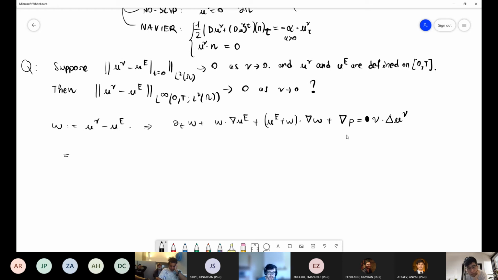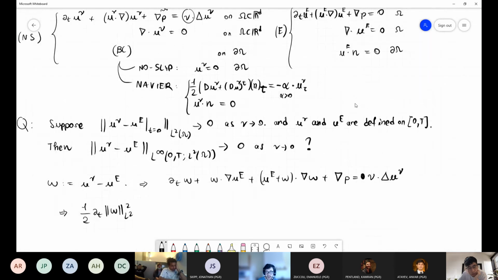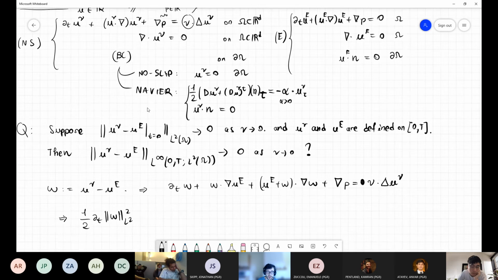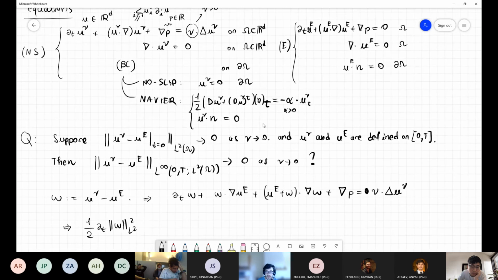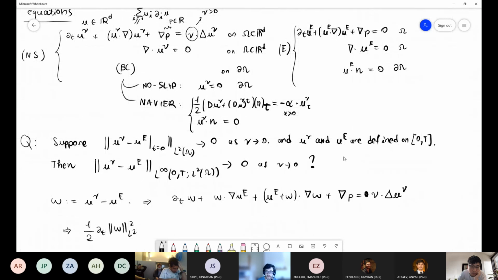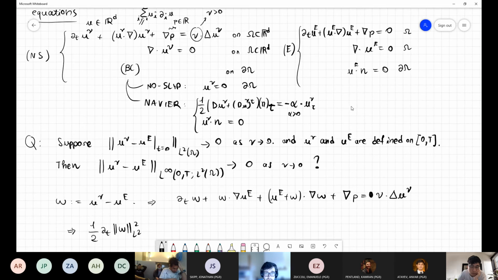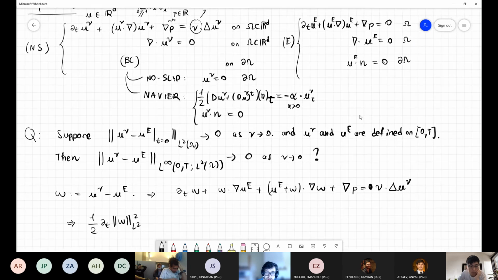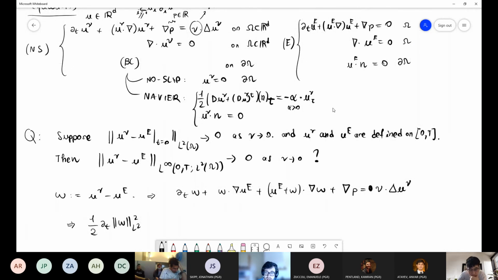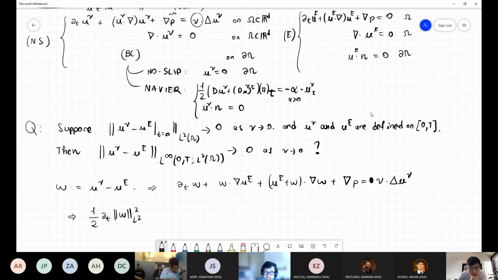Let's see what we find out. The first term gives the time derivative of the L2 norm. By the way, I'm assuming that the solutions of the two problems are smooth, so I'm talking about strong solutions here. Smooth solutions always exist locally. If omega is R^d, then the solutions of Navier-Stokes can be defined on a common time interval, so that makes sense.